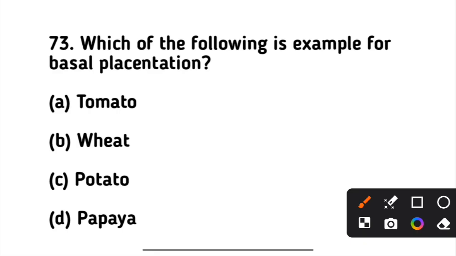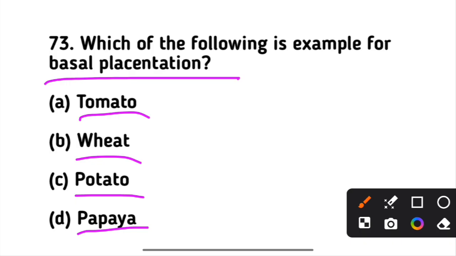Next question. Which of the following is the example for basal placentation? Tomato, wheat, potato, papaya. Option B is correct, wheat. Which of the following is an example for basal placentation? Option B is correct, wheat.